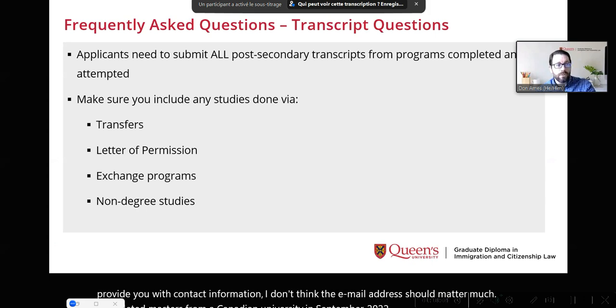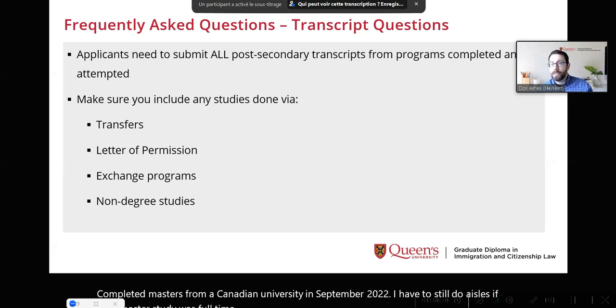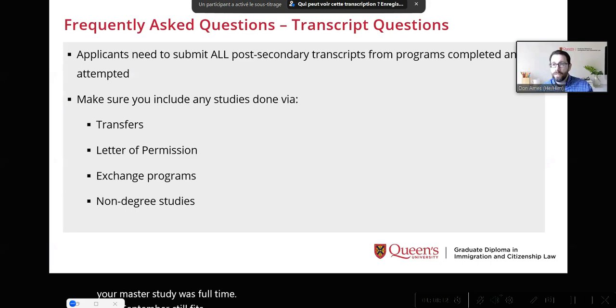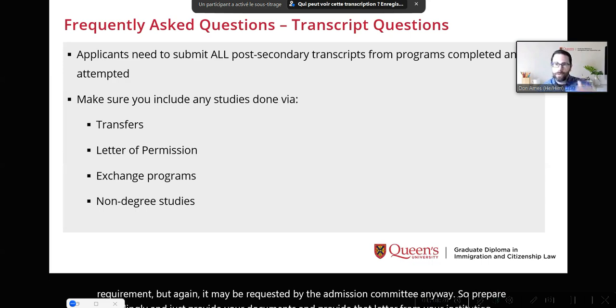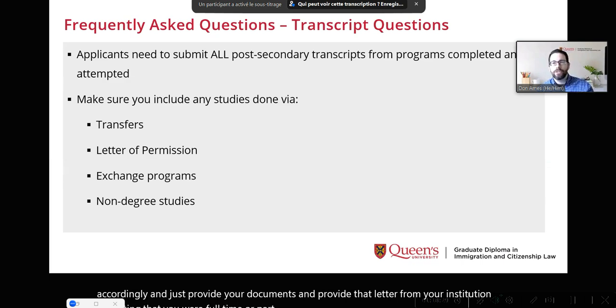Completed master's from a Canadian university in September 2022. Will I have to still do IELTS if your master's study was full-time? September 2022 still fits within the window of exemption, so you may meet the exemption requirement, but again, it may be requested by the admission committee anyway. So prepare accordingly and just provide your documents and provide that letter from your institution indicating that you were full-time or part-time and that your studies were in English.